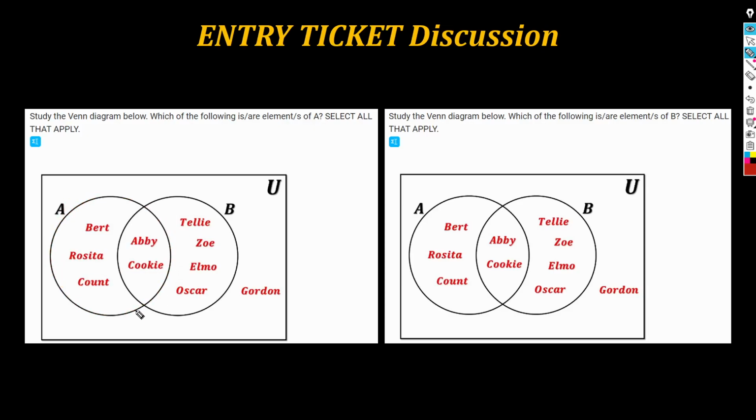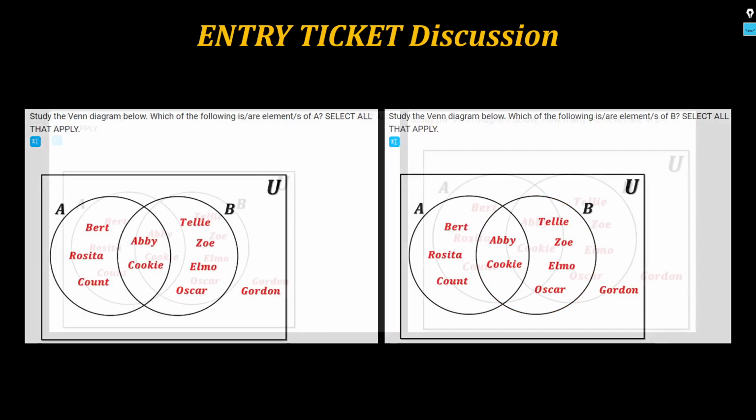Tama? By that same principle, the answer to the next one, syempre, are Abby, Cookie, Telly, Zoe, Elmo, and Oscar. Silang lahat naman yan nandito sa loop ng B. So sila yung elements ng B. Right. Next.